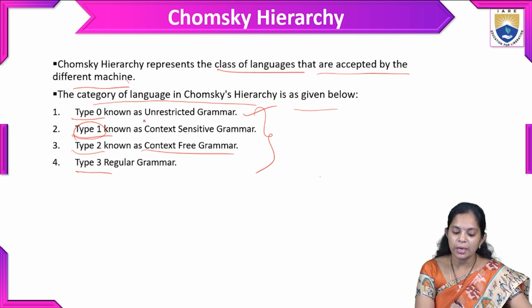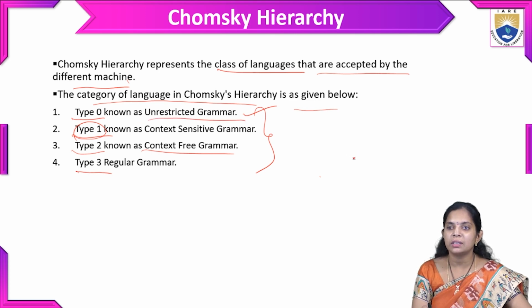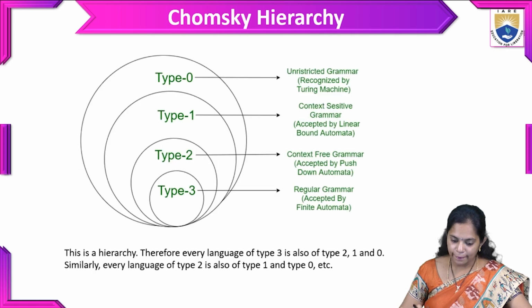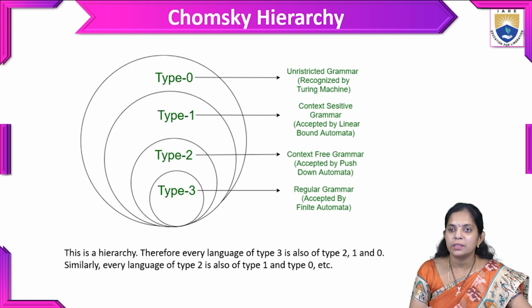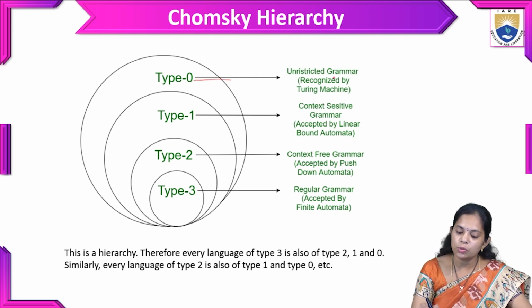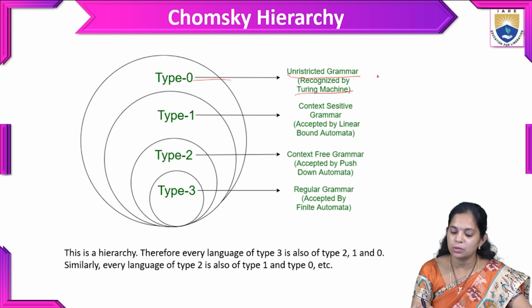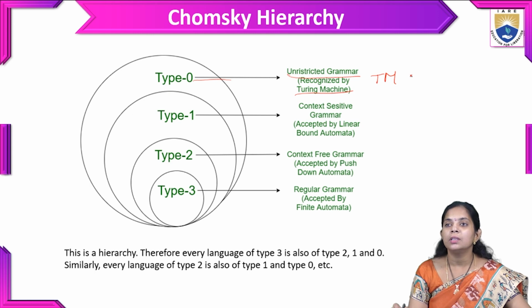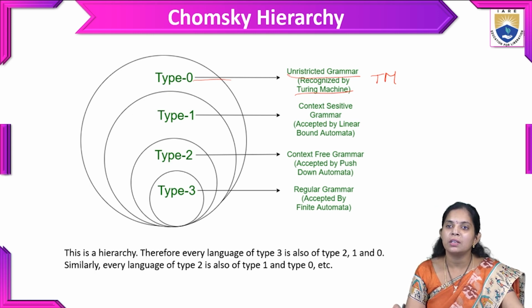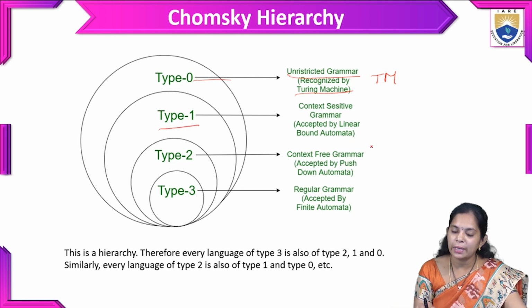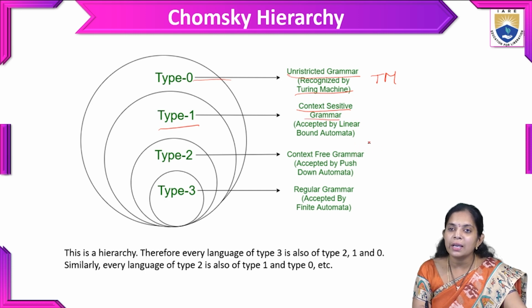What is the unrestricted grammar? How it appears in the hierarchy representation, we will see. Here is the hierarchy representation. Type 0, the unrestricted grammar, is recognized by the Turing machine. Type 1 grammar, the context sensitive grammar, is recognized by the LBA, the linearly bound automata.